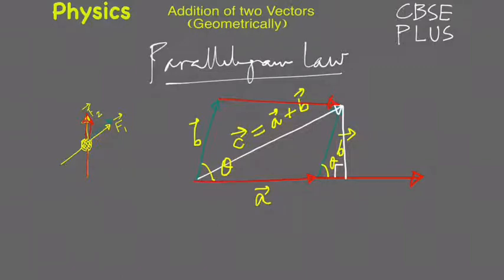Using the triangle law, we can only visualize it. We cannot get the magnitude. A few things are important for the parallelogram law. One is that you add the tails of both the vectors. So here we are joining the tails of both vectors.